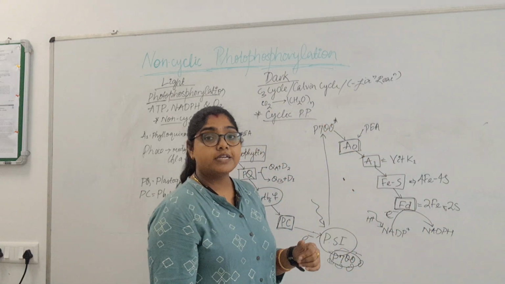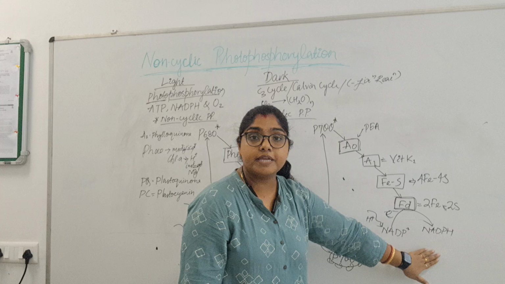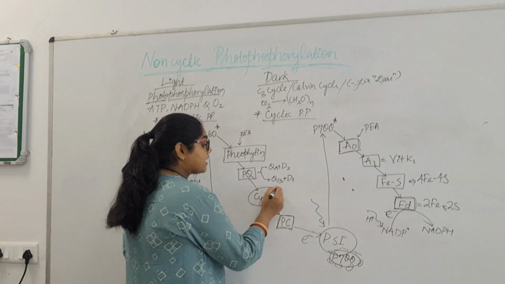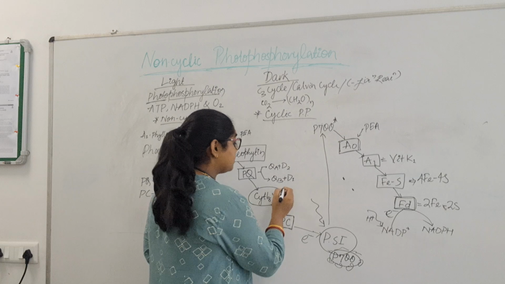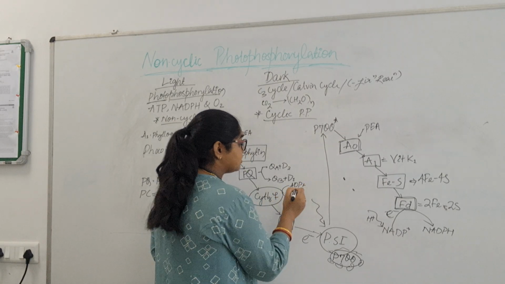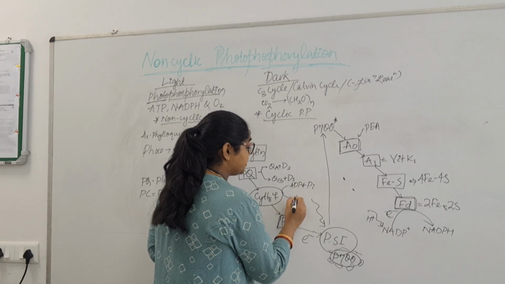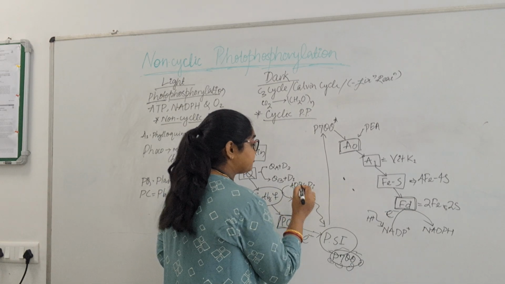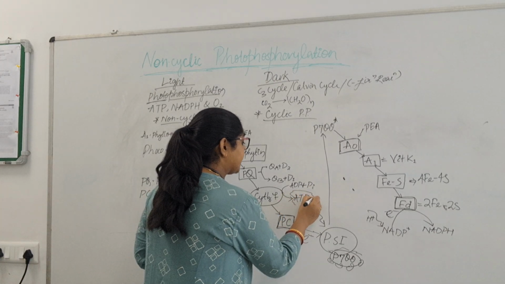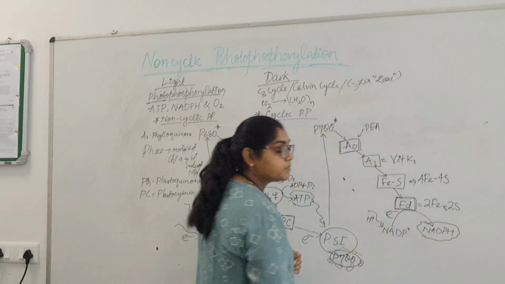Okay, now we understand that in photophosphorylation we get NADPH and ATP. Here at cytochrome b6f, ADP absorbs one inorganic phosphate and produces ATP, adenosine triphosphate. So at this point we get one ATP, and at this point we get an NADPH.